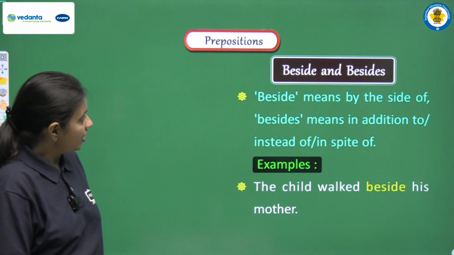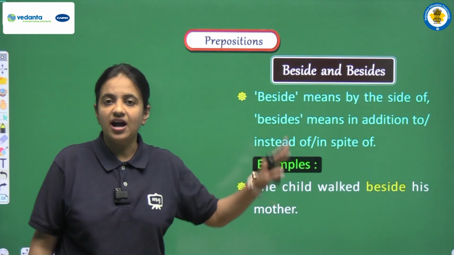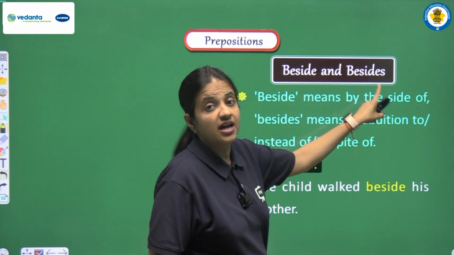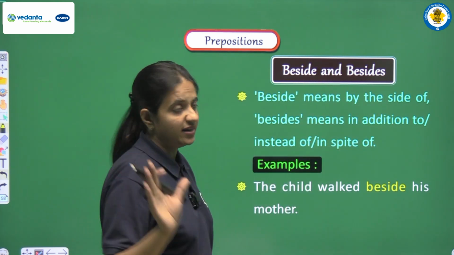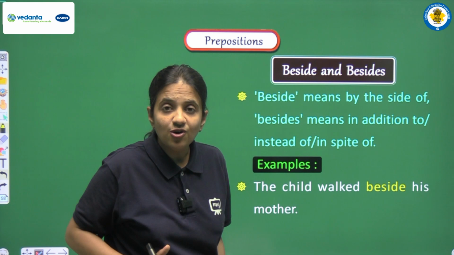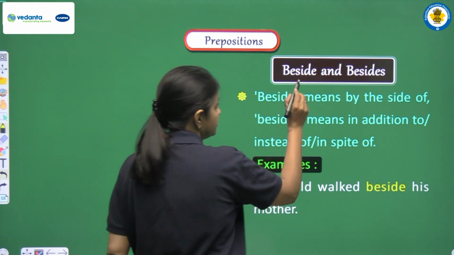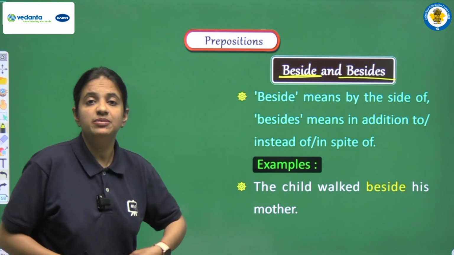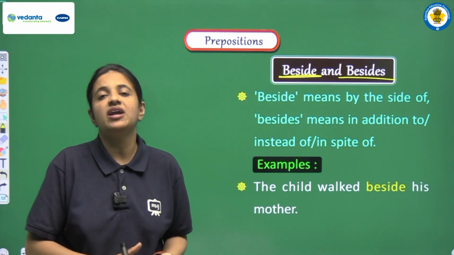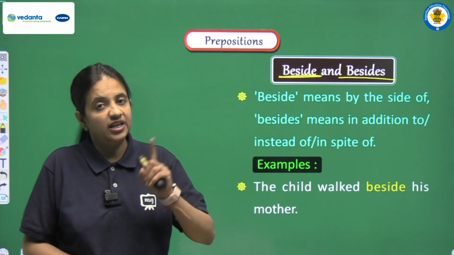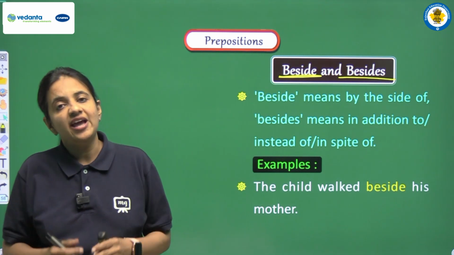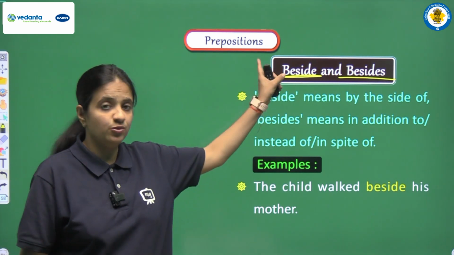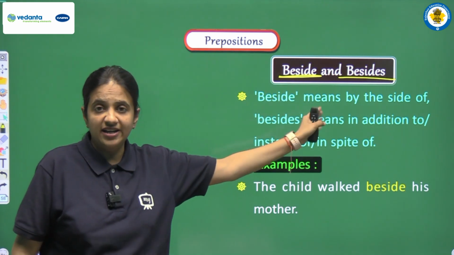Okay, so the next prepositions that we have in front of us are beside and besides. So students, here you have to be very careful regarding the spelling of these two prepositions. This is beside, and in this preposition we have besides. It means after beside we have one s also. So they are two different prepositions. They have their own different uses. So don't be confused between these two prepositions. They are beside and besides.